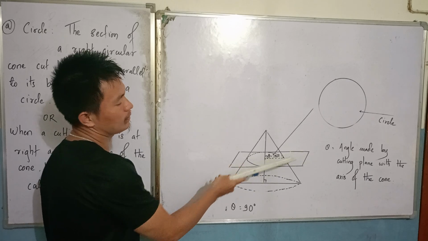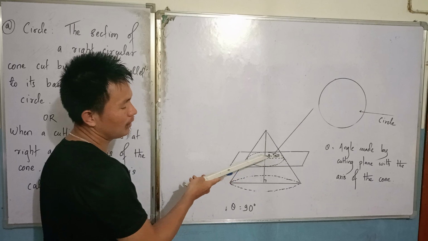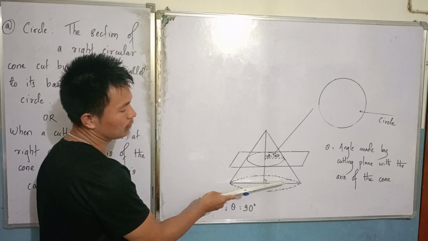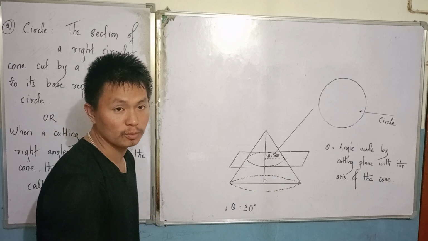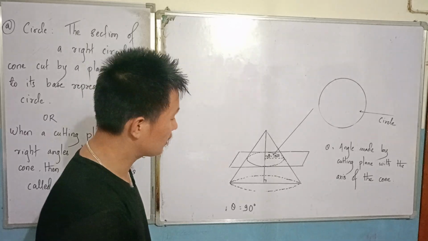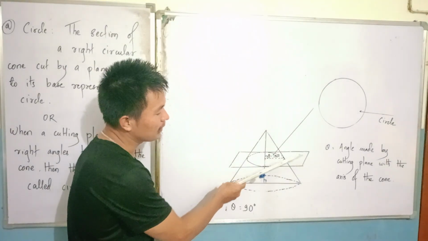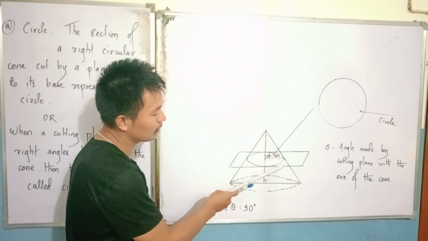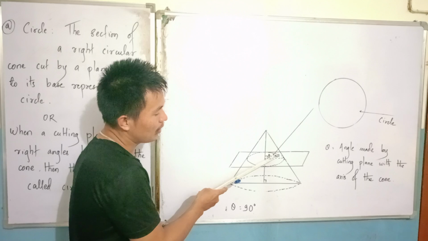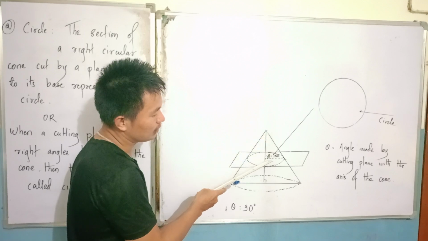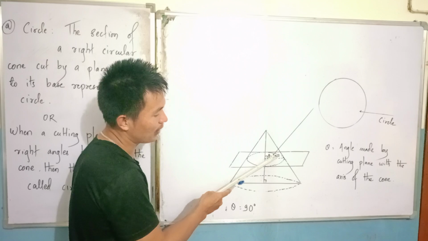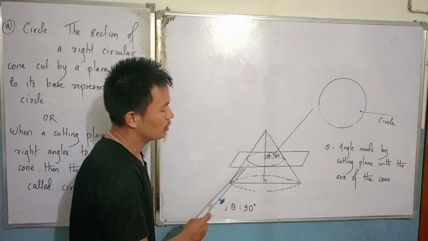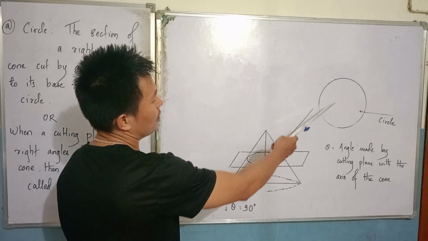I cut this cone with this cutting plane in such a way that the cutting plane is parallel to the base of the cone, or in other words, this cutting plane makes a right angle, 90 degrees, cutting the cone and intersecting the axis of the cone at right angles. In that case, the circle is formed.